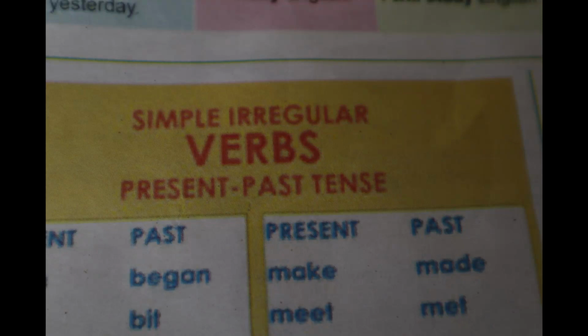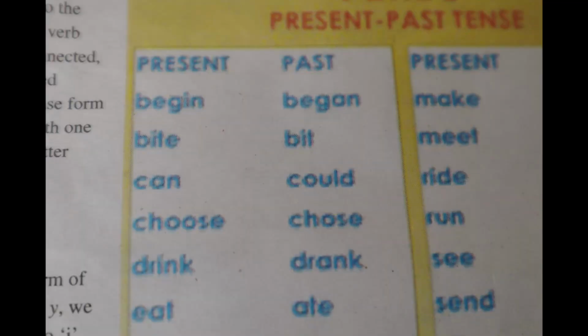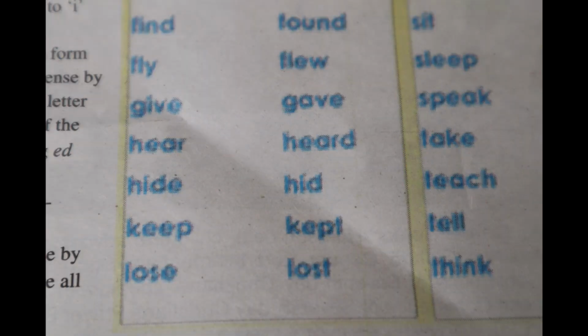And here we have a little table. Simple irregular verbs, present to past tense. Present and past. Today I begin, yesterday I began. Bite, bit, can, could. Choose, chose. Drink, drank. Eat, ate. Find, found. Fly, flew. Give, gave. Hear, heard. Hide, hid. Keep, kept. Lose, lost.